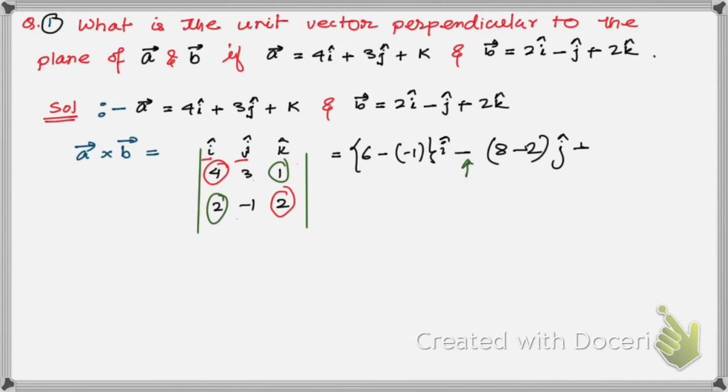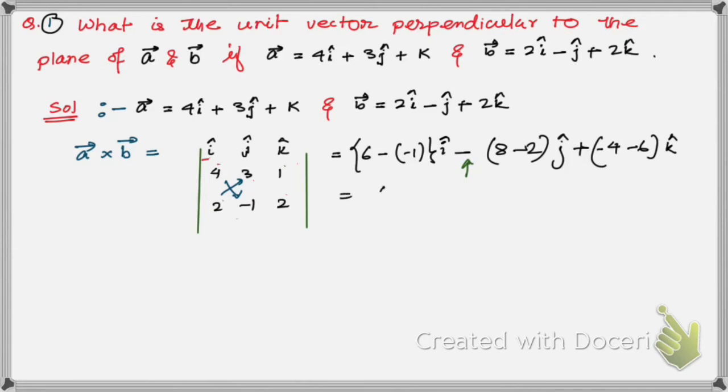Then again positive, let us take k cap. Here you see what we have done, 4 into minus 1. Let me repeat it. You can see 4 into minus 1, that is minus 4, then minus 2 into 3 is 6, then k cap. So that's how we need to do it. In the next problems I'm not going to explain how to evaluate these determinants, so if you haven't understood, just rewind the video and watch it again.